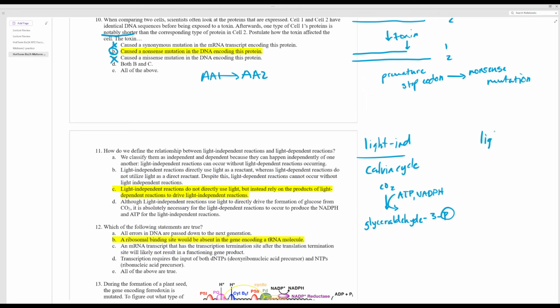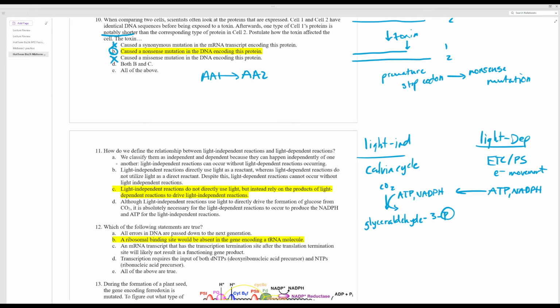Now the light dependent reactions, aka your ETC and photosystem, so your electron movement, this is what produces your ATP and your NADPH. Okay. So we classify them as independent and dependent because they can happen independently of one another. Light independent reactions can occur without light dependent reactions occurring.